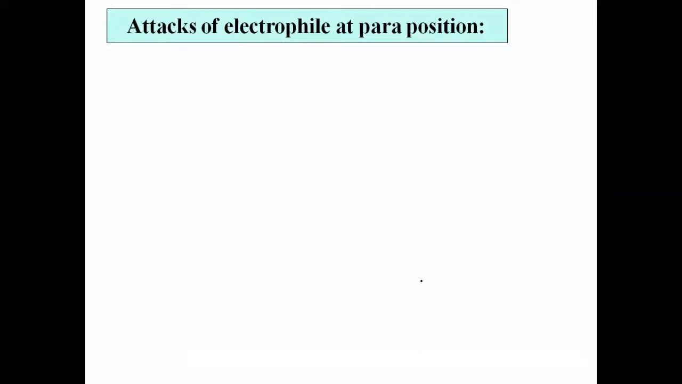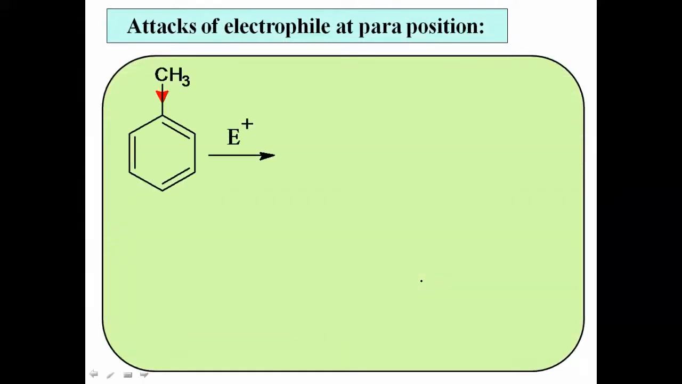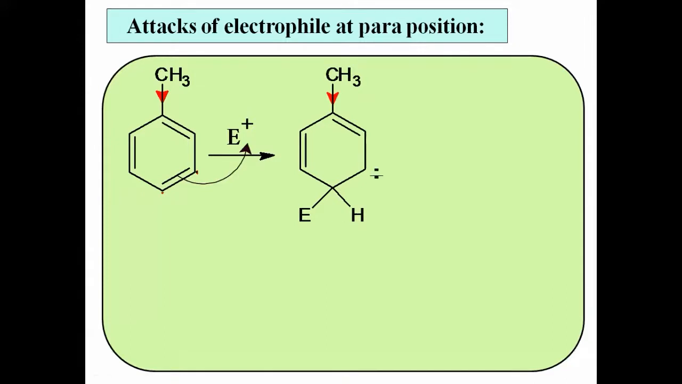Okay, now let us see attack at para position. Upon second possibility बघूया. Suppose electrophile attacks on the toluene at para position. या position ला again same type. Here this pi bond undergoes breaking. या bond चं breaking होतं. There is a formation of a new bond between para position and electrophile. This position already has hydrogen. I have shown that hydrogen. While this second carbon acquires positive charge. Here there is a positive charge on the second carbon.